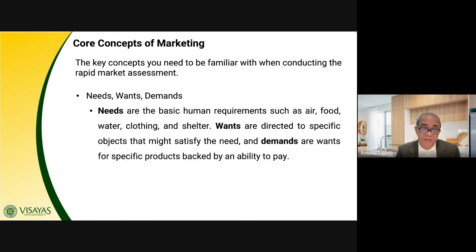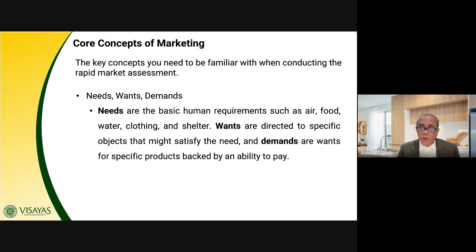What are these? Needs, wants, demands. What are needs? These are basic human requirements for air, for food. You cannot survive if your needs are not met, while wants are directed to specific objects that might satisfy the need. You can do away with wants, but you cannot do away with what you need. For example, air. You cannot live without water. So these are needs. But wants, if you have extra resources, maybe you can consider your wants, and maybe you can also buy them if resources would allow.